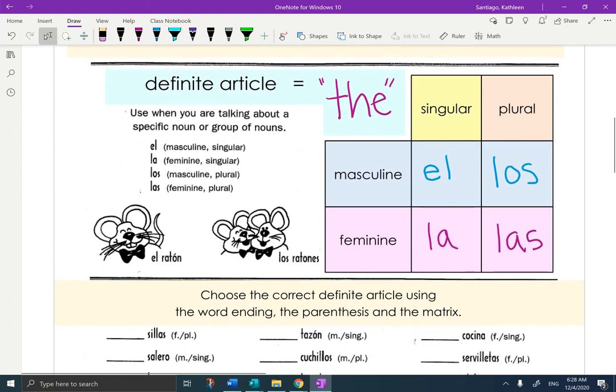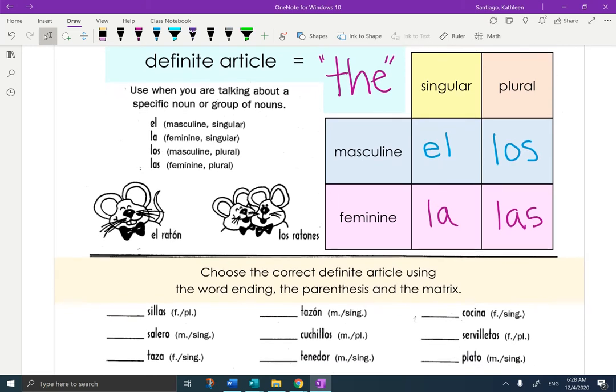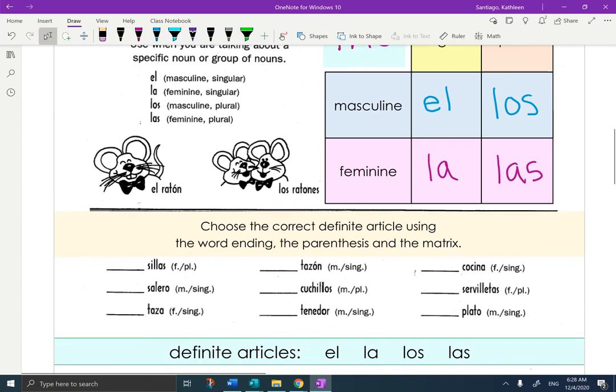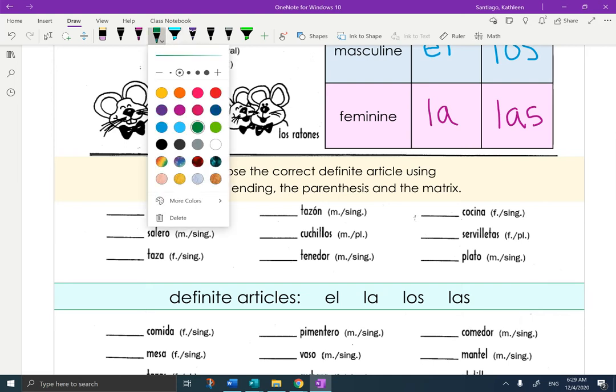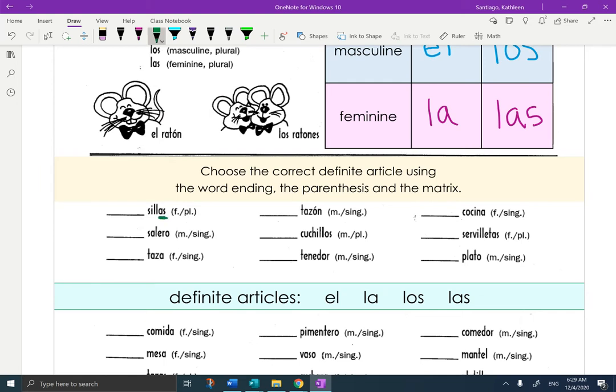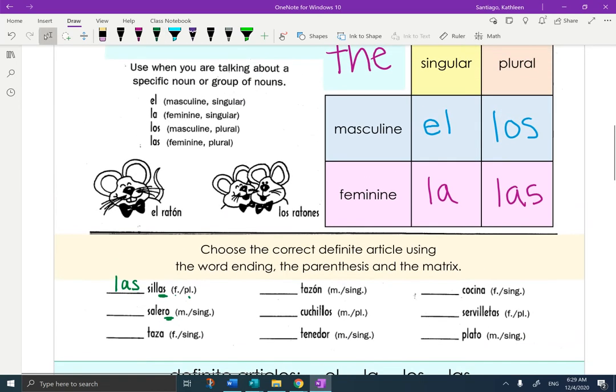Okay. Now they're asking you to get started. Choose the correct definite article using the word endings, the information in parentheses, and the matrix above. So, example, sillas, we're always going to be looking at the end. So we're going to look at the end of the word, and I'm going to switch this over to just a general green. I'm going to look at the end of the word, as, and then it says feminine plural. So feminine plural, I know that that's going to match sillas, is las. Salero, masculine singular. That's going to be el, plus, I know that because it ends in an O, it's masculine.